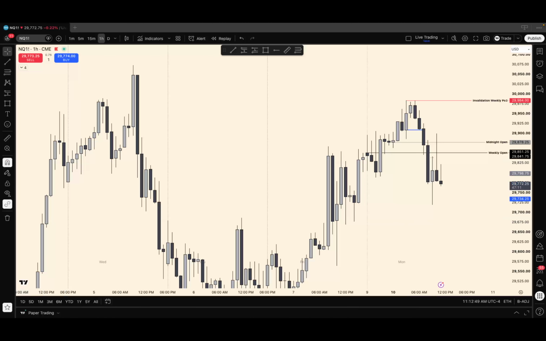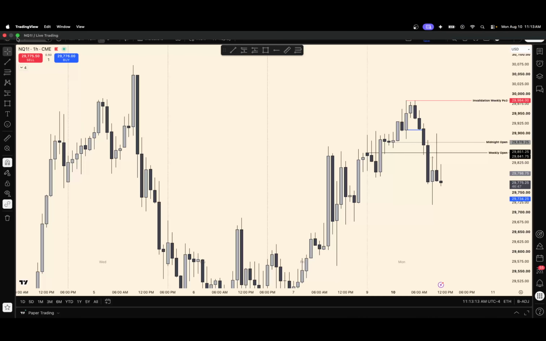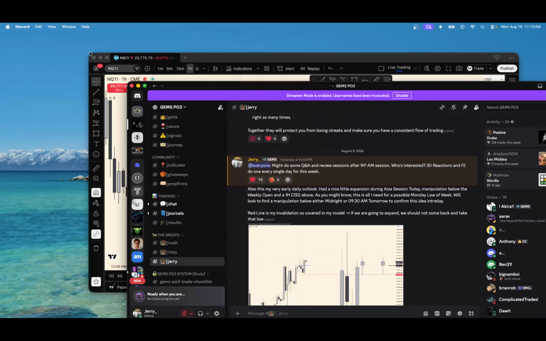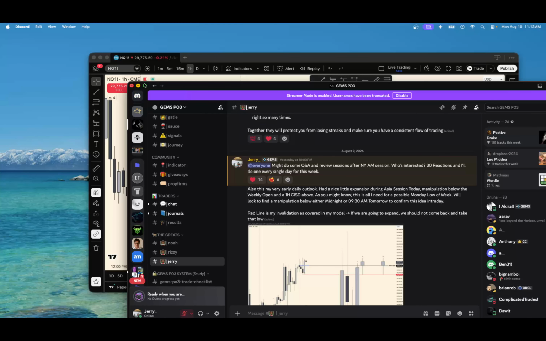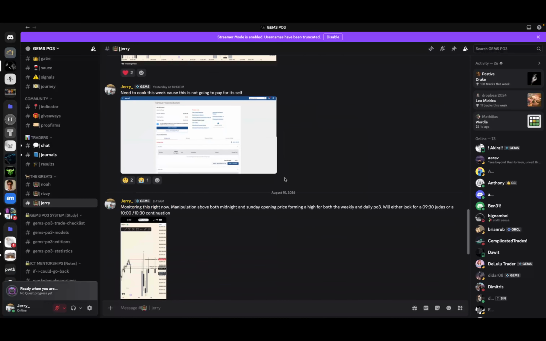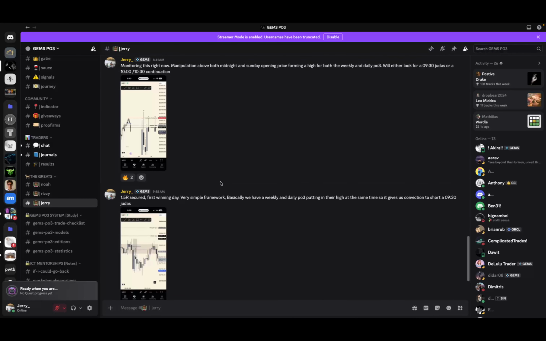So if you're in the free Discord that Gaddy has, I posted. I don't actually have Discord open either. Damn it. I'll just show you what I posted this morning so you guys can understand my plan, and then I'll walk through the plan once again. Here's the Discord, right? And here's what I posted yesterday. This is what I posted this morning.